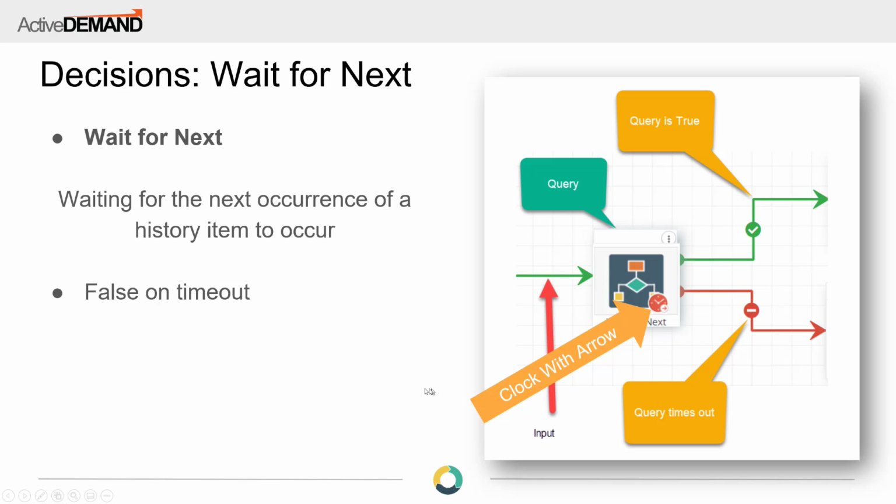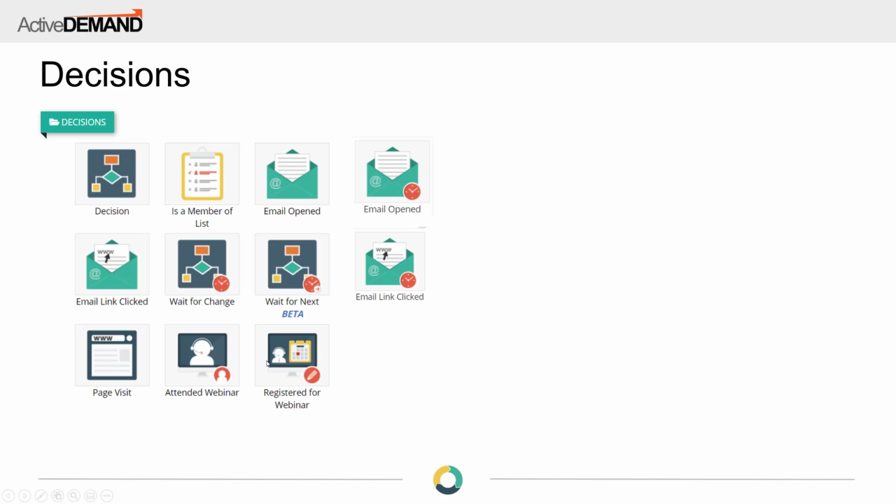That designates that we're waiting for something to occur in the future. Now, there's lots of different decision types, but really there's just the three that I described, which is the basic query, the wait for change, and then the wait for next. It's these three elements here. Now, these are all just special cases of these elements.